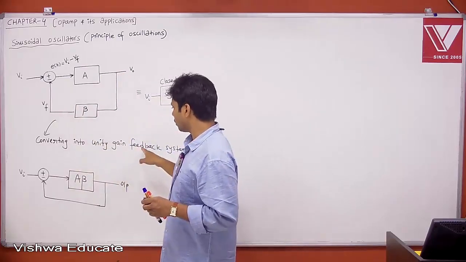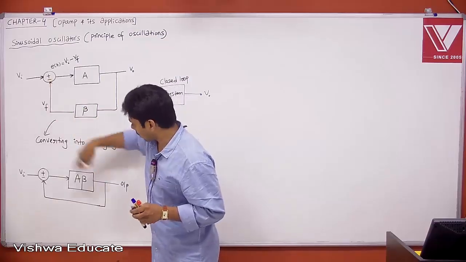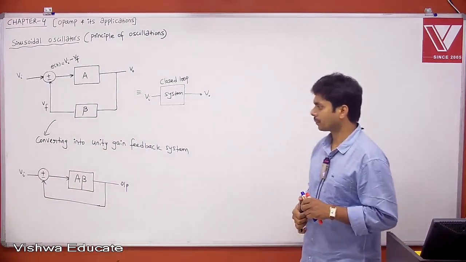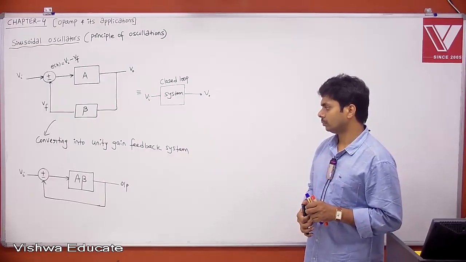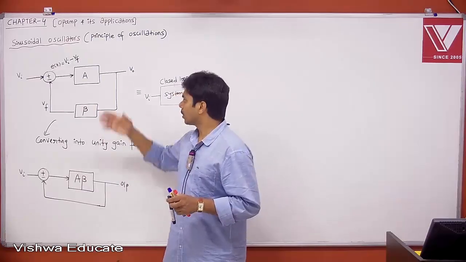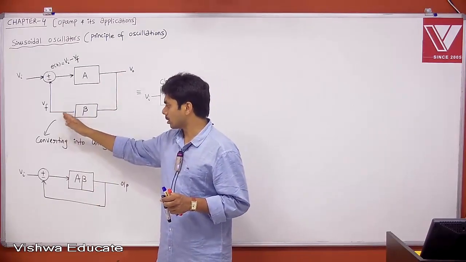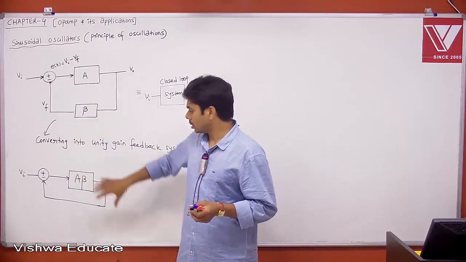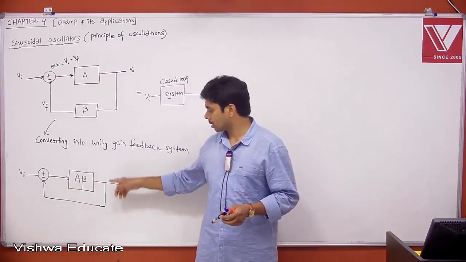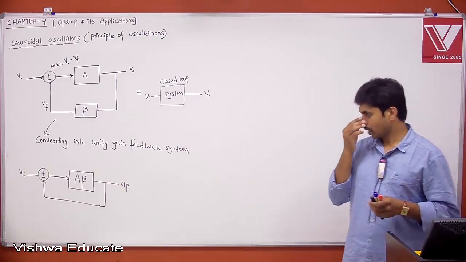If you convert into a unity gain feedback system, that is nothing but A beta taken here. This is your output, and this is what is fed back. For oscillations, you can get them either here or here, both are the same. But this is the technique we apply for control systems, where we consider a unity gain feedback system. Done. Now write down.